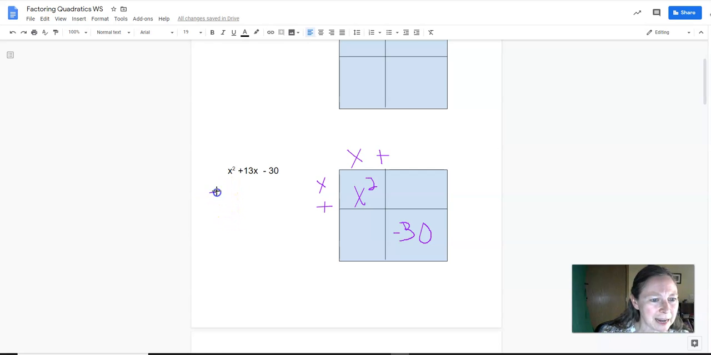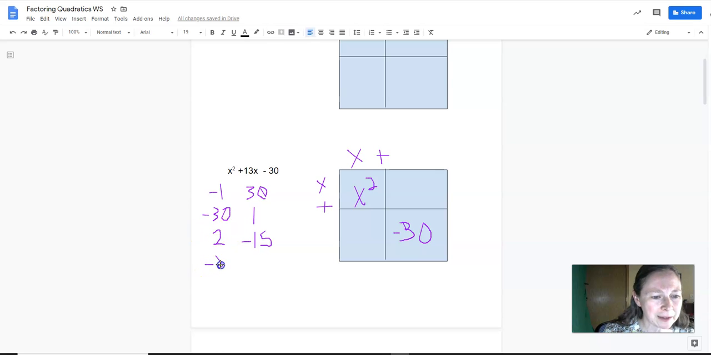Negative 30 could be negative 1 and 30. It could also be 30 and negative 1. Or sorry, negative 30 and positive 1. There you go. But if you add those up, you don't get positive 13. So we'll go on to the next pair. It could be 2 and 15, but one of them would have to be negative. So let's say that one's negative. Negative 15 plus 2 would be negative 13, not positive 13, but I feel like we're close.